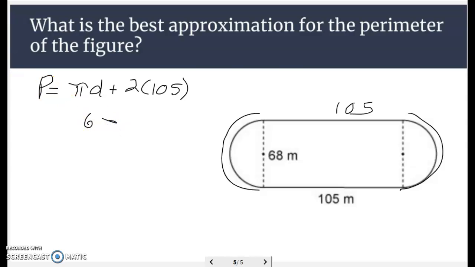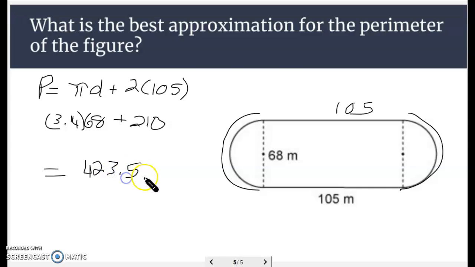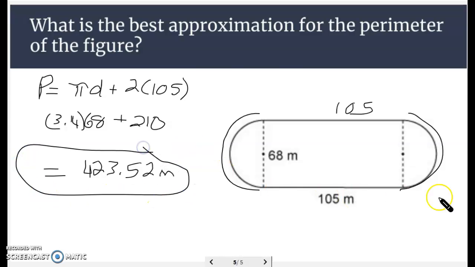Let's fix that. 68 times 3.14 plus 210. Adding that all together, we get 423.52. This is in meters. So sort of like the distance around a running track.